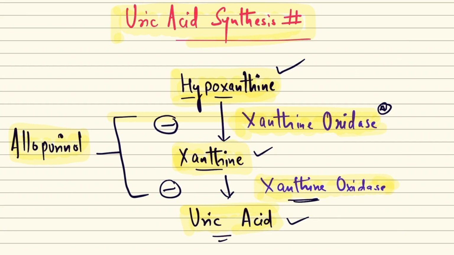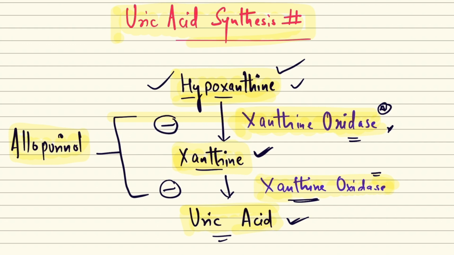So what we do is give drugs which have similarity with hypoxanthine, like allopurinol. We give allopurinol to the patient. Now what happens? This allopurinol binds with the enzyme xanthine oxidase and inhibits it. When the enzyme is inhibited, it is unable to convert hypoxanthine to xanthine, and xanthine to uric acid. So uric acid is not formed with the use of allopurinol.